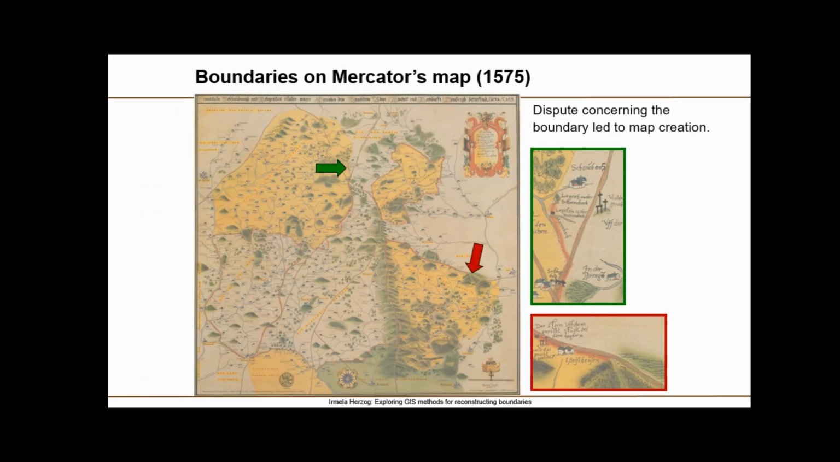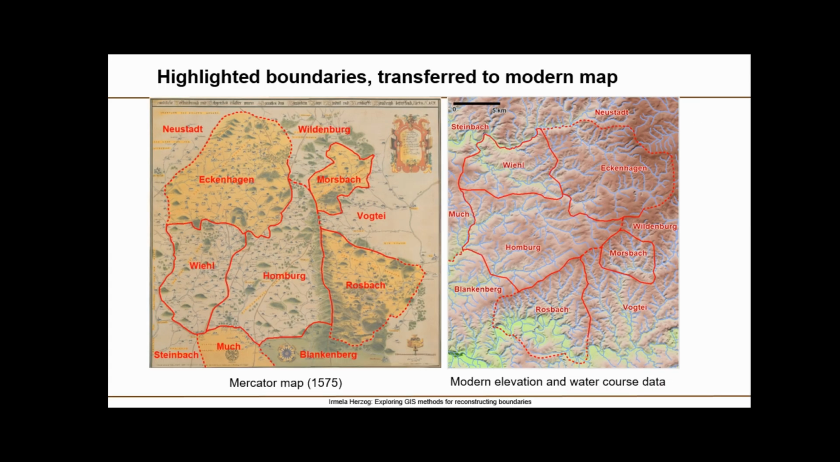So to proceed, as I said, I like to work with historical data, and this is a very nice map from 1575. This was created in the course of a dispute concerning the boundary. And there is another map, which I don't show, which is not as nice, from 1608 or 1607, which shows the final state of the boundaries.